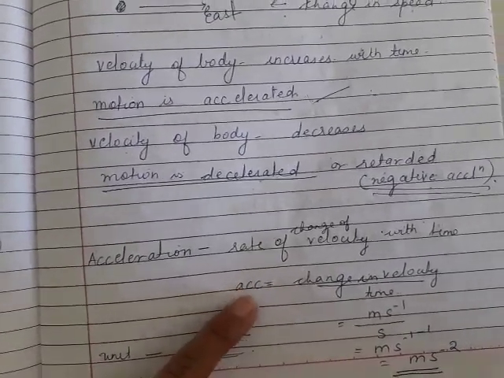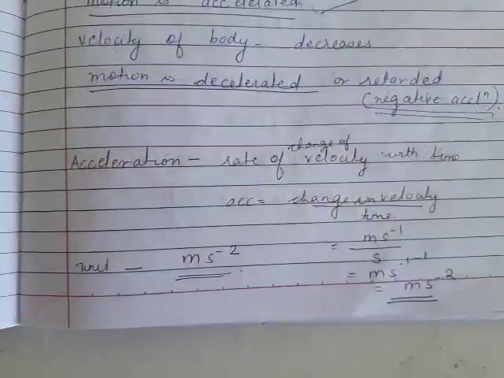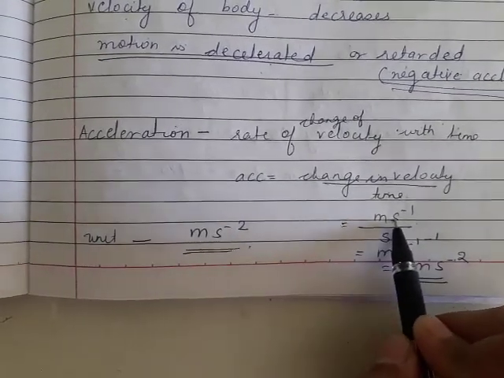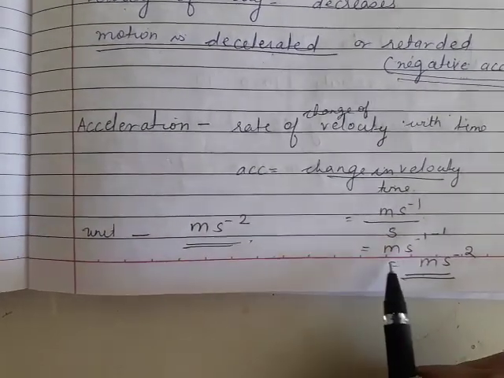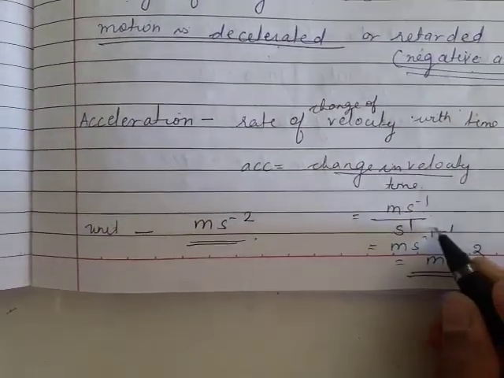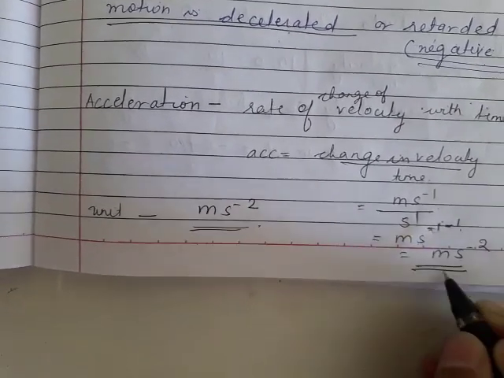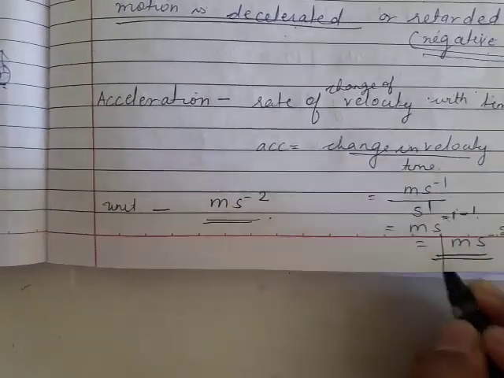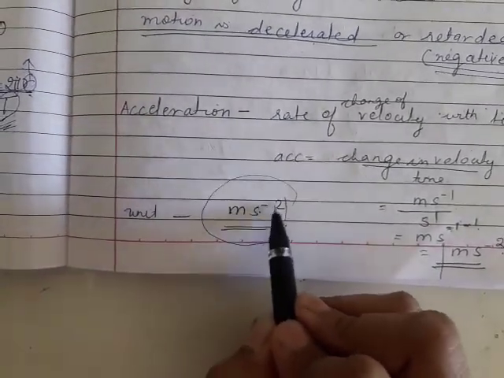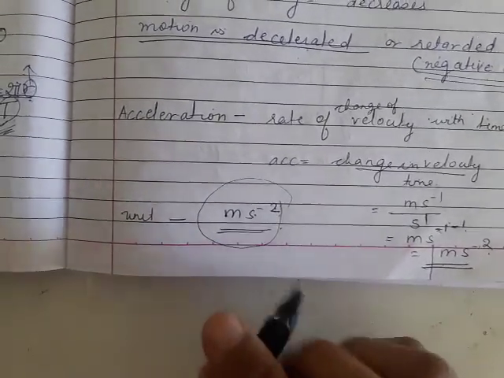The SI unit of acceleration, we will derive it. What is the unit for velocity? The unit for velocity is meter per second. What is the unit of time? Second. So meter per second over second, m s^-1 upon s, which is m s^-1 times s^-1, so m s^-2. So the SI unit of acceleration is meter per second square.